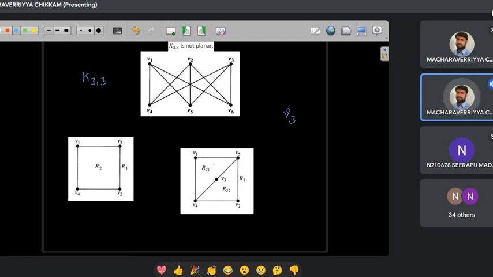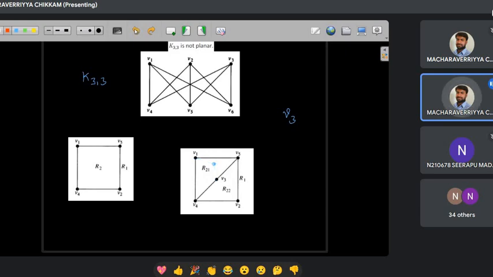Suppose I take V6 here. Then V6 is connected to V3, and it is connected to V1, and it is also connected to V2. Now to connect this to V2, I need to cross this edge. Then only the connection is possible. So this is not a suitable location for V6.